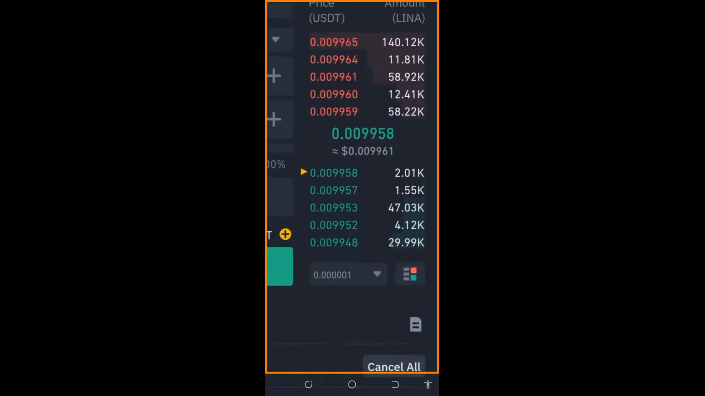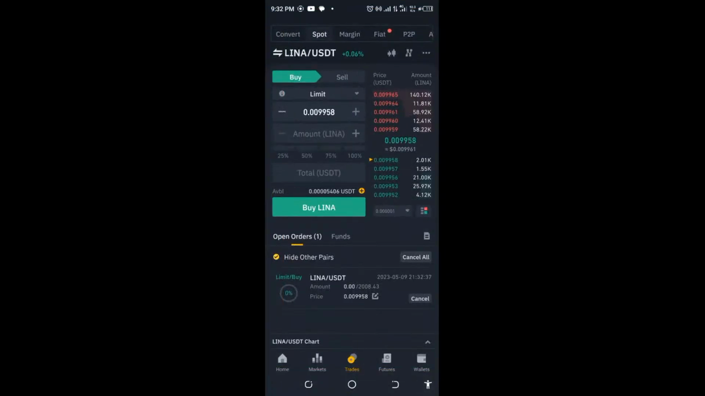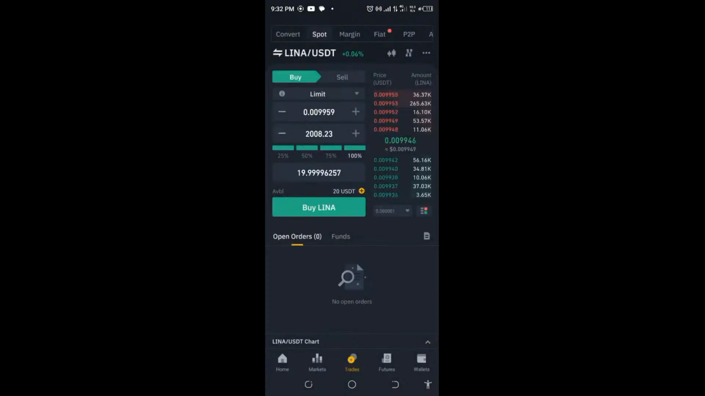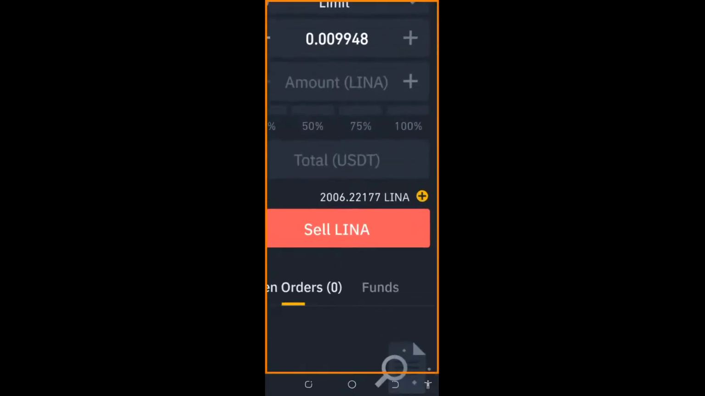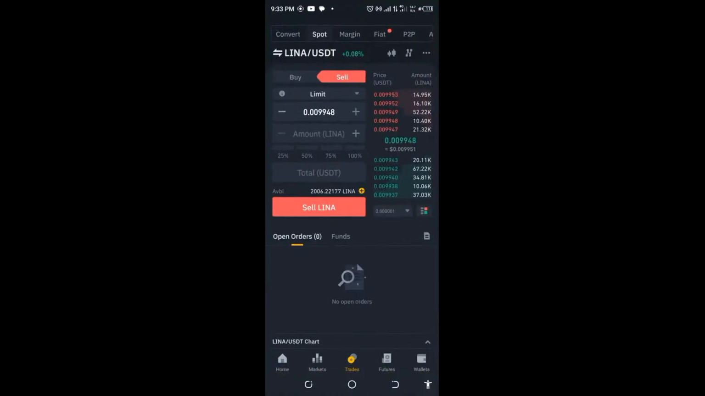Okay, let me try this 9959. Let's try it out one more time. Let's pick up the first red, and then let's go with 100. If I do that, will it go? I think it did. So you can see how to get your orders sold immediately. I picked up the first red and it went. So how many did I get bought? I bought 2006. Don't forget it was 2008, but because of trading fees, it's taking off 2 cents.